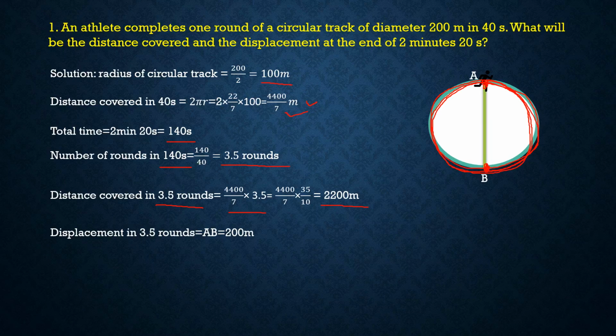So displacement is the shortest distance between initial and final position. The shortest distance is equal to the diameter. And diameter is 200 meter.